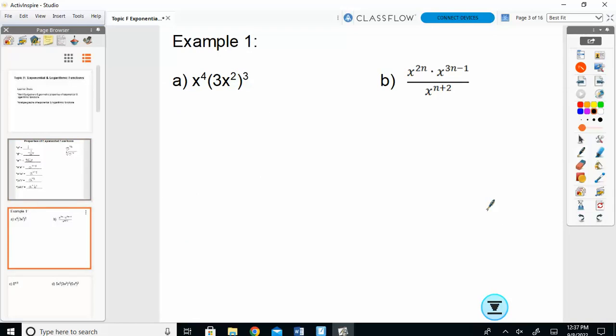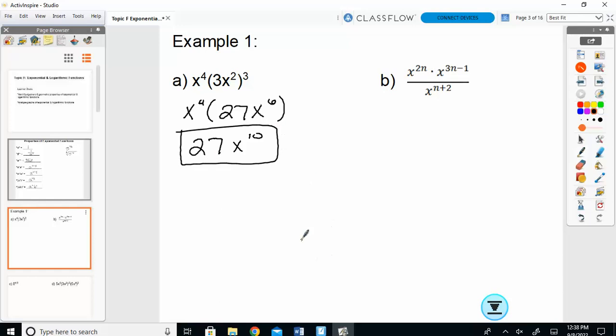So let's simplify. Where would we begin here? Start by doing the parentheses. And what do I need to do with that cube? Distribute it to both. So what's 3 to the 3rd? 27. And x to the 6. Then when I multiply these, what do I do with my exponents? Add them. So 27 x to the 10.